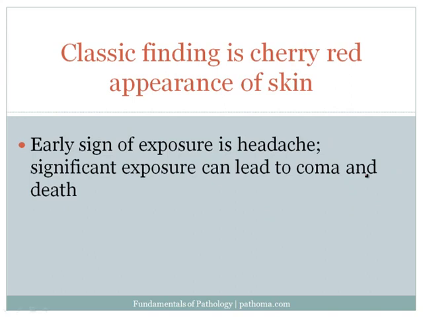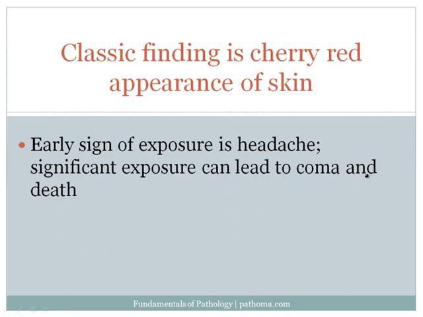The classic finding in a patient with carbon monoxide poisoning is the cherry red appearance of the skin. The reason the skin looks cherry red is because the hemoglobin is so tightly bound that it reflects red light and creates this red appearance. However, it's deceptive because the patient is actually hypoxic because they aren't carrying oxygen to their tissues. Although they look very red, they're not getting good oxygen delivery to the tissues.